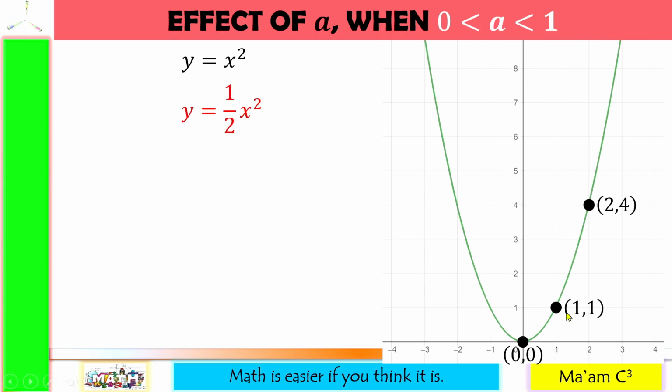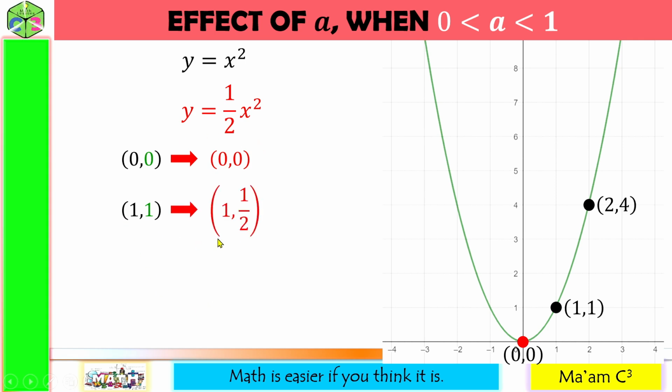So still, we are going to make use of the same method. Let us have 0, 0. Let us multiply 0 with 1 half, and that is still 0. So the new graph will pass through 0, 0, and that is at the origin. The next point is 1, 1. Let us multiply 1 by 1 half, and that is 1 half. So the graph of this will pass through 1, 1 half. This is 1, and somewhere here is 1 half.